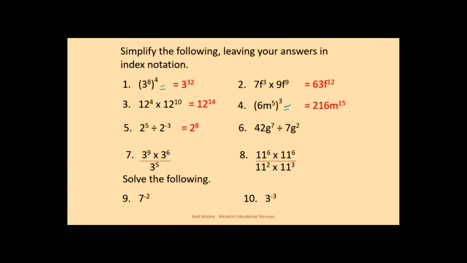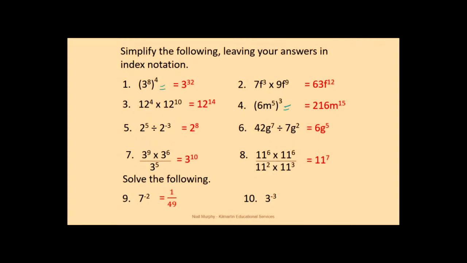Next one then, again, base numbers are the same, so we can divide. When we divide the powers, you subtract the indices, so that is 6g to the power of 5. Moving on to the next one, you just do your top line first, so that would be 3 to the power of 9 times 3 to the power of 6. You would add the powers, so 9 plus 6 is 15, take away 5 is 10. Okay, and exactly the same for number 8.